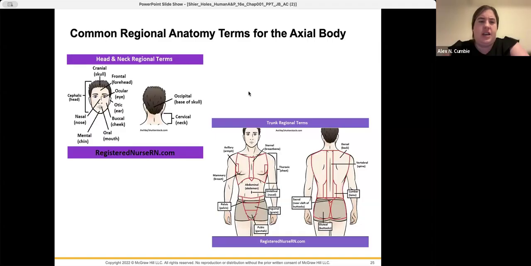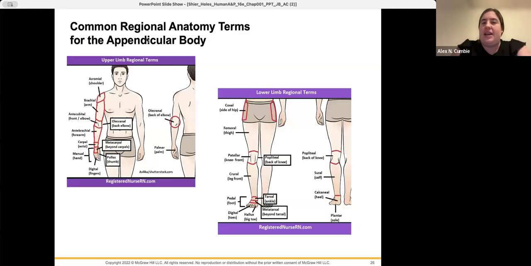A few on here are a little more brought out. These are some common ones for the axial body. We just went over these a bit, but this breaks it down into a larger, more specific picture that might be easier for you to see. Same here for the trunk region, highlighted in red, with lots of different terms. We also have terms for the appendicular, things like olecranon, more specific for the back of the elbow, versus antecubital, meaning the front of the elbow.